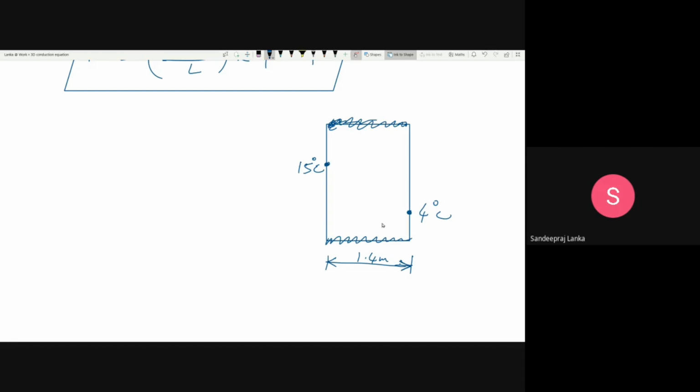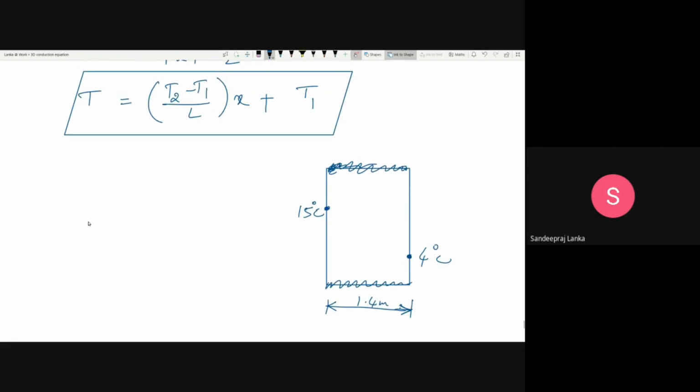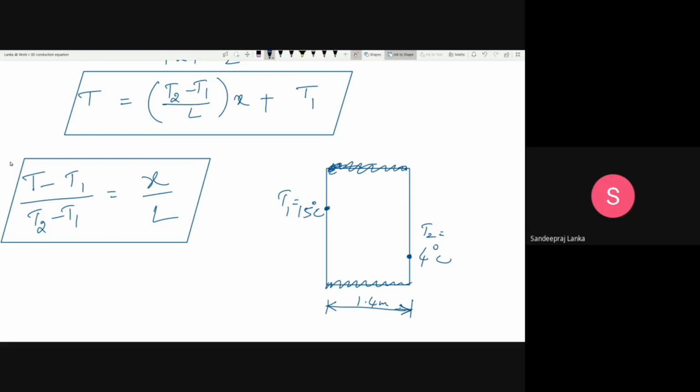So now, look at this. I can substitute T2, T1, and L. This is T1, this is T2, and L is there. Now, if you look at this equation, I can transform it into (T minus T1) by (T2 minus T1) equal to x by L. This is a simple way of writing the same equation. See, the beauty of this equation is that it will help you find the temperature at any given x.